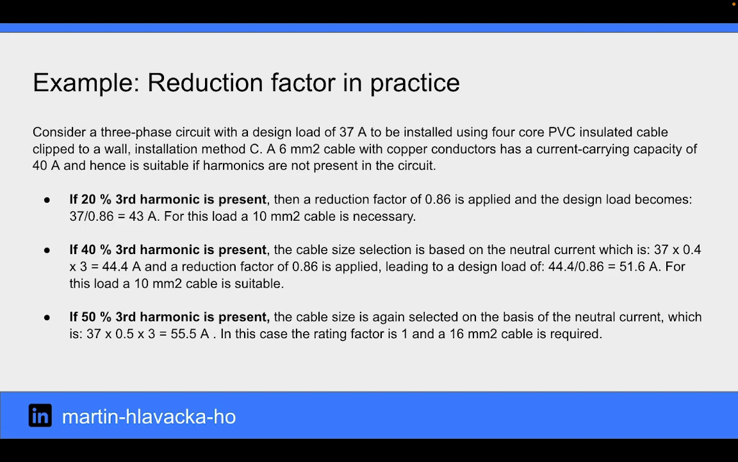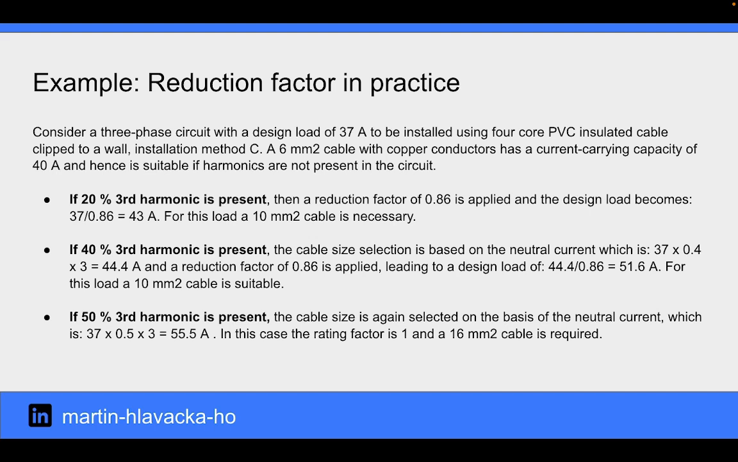As an example of how the reduction factor due to harmonics works, let's consider a three-phase circuit with a design load of 37 amps that will be installed using a 4-core PVC insulated cable clipped to a wall. A 6 mm cable with copper conductors with a current capacity of 40 amps is used, suitable if there are no harmonics in the circuit.